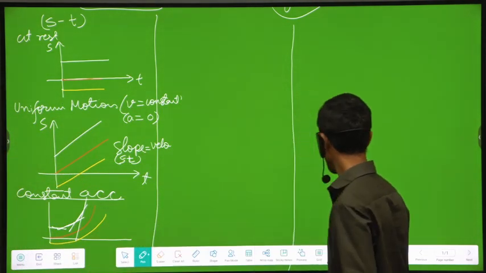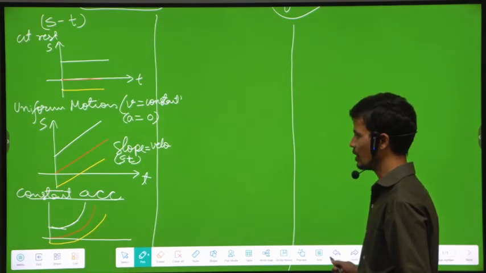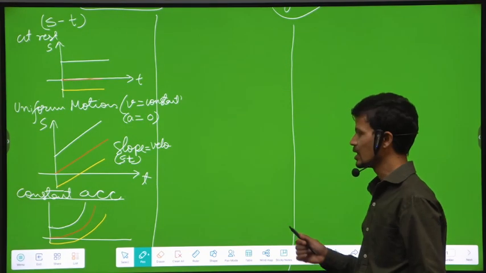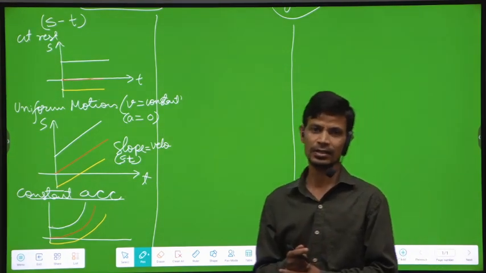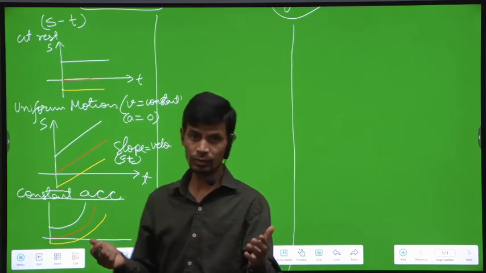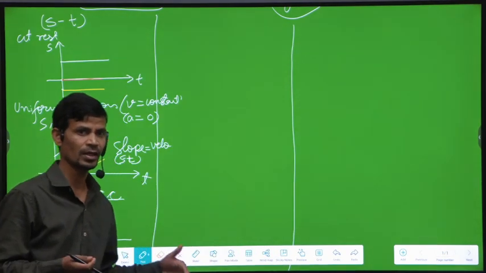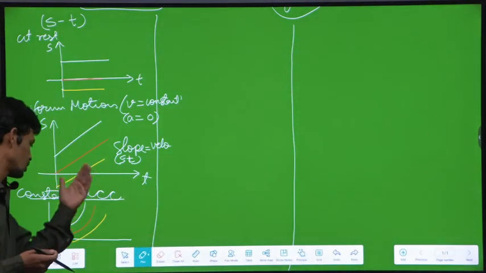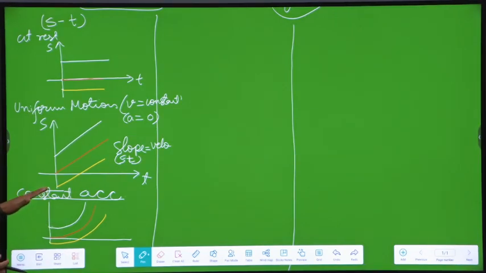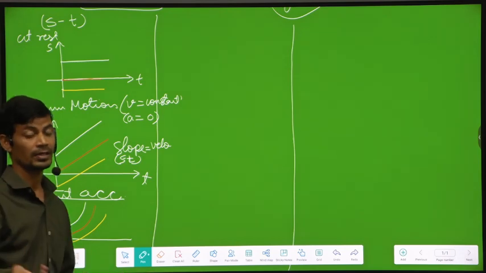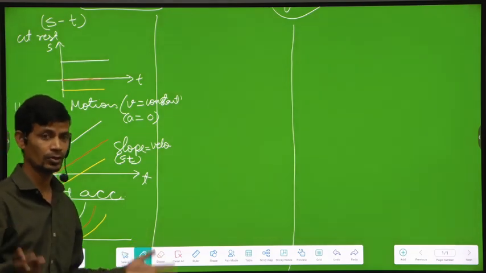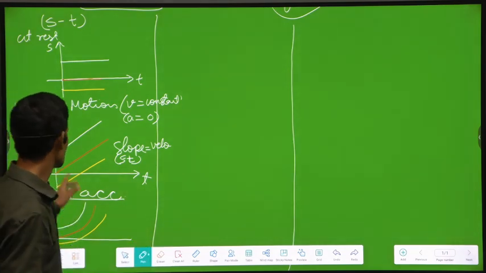So slope is continuously increasing. Slope increasing means velocity is increasing. Velocity increasing means there is an acceleration. Though it is again a subjective matter in which way it will increase, ultimately if there is an acceleration, the slope will continuously increase. If there is constant acceleration, then it will increase like this. There can be variable acceleration. We can't draw a graph for it. Okay.